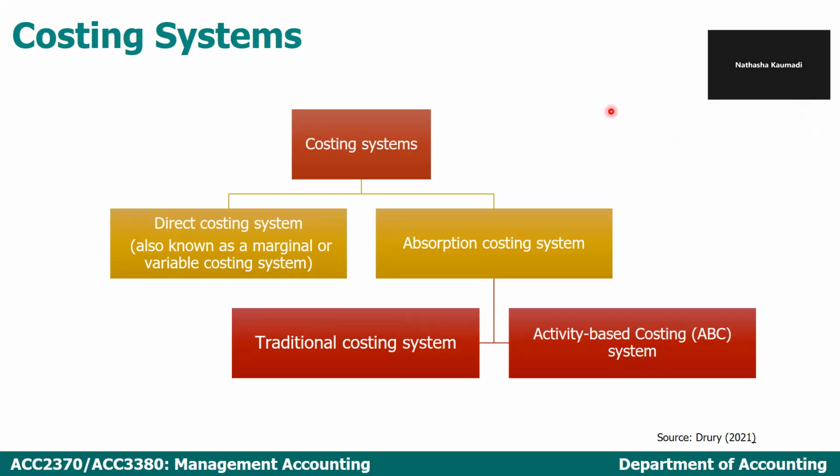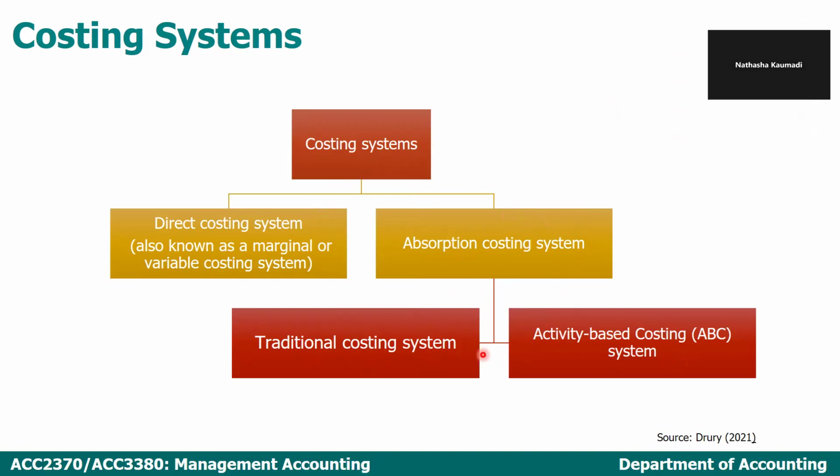If you can remember Chapter 3, the cost assignment lesson, you have definitely gone through the full lesson. When it comes to costing systems, there are two we discussed: the direct costing system and the absorption costing system. We discussed the definitions and the differences. When it comes to absorption costing, we can use two systems: the traditional absorption costing system and the activity-based costing system.